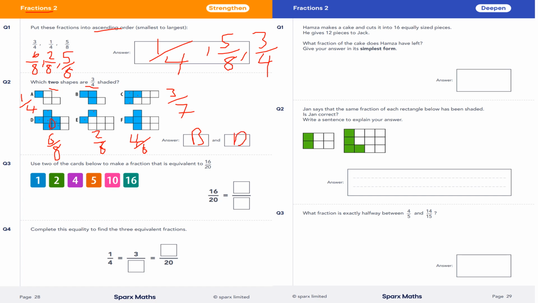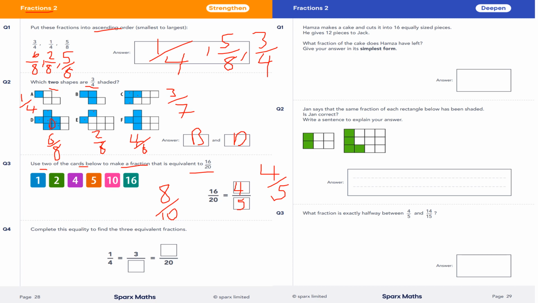Again, question 1 and question 2 are super, super common exam style questions for the OCR Foundation non-calculator paper and Edexcel Foundation non-calculator. So practice these questions. Question number 3, use the 2 cards below to make a fraction that is equivalent to 16/20. If I simplify it, divide top and bottom by 2, I can have 8/10. Divide top and bottom by 2 again, and I can have 4/5. So that simplifies to 4/5. That's one possible answer.